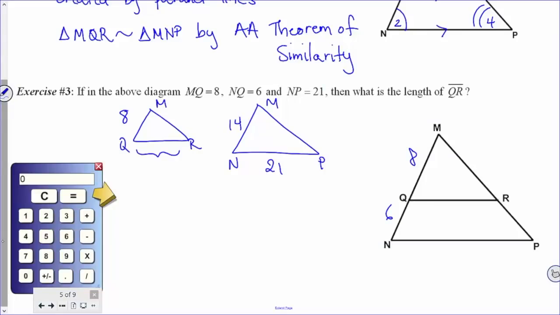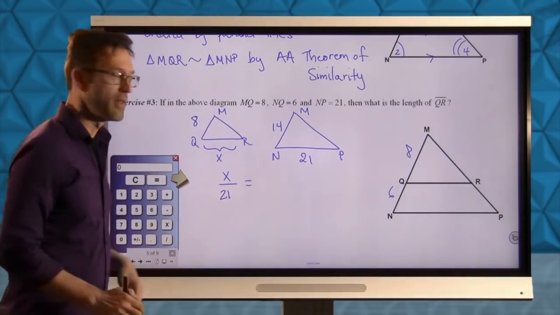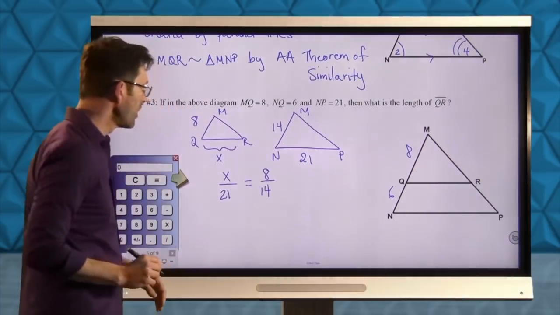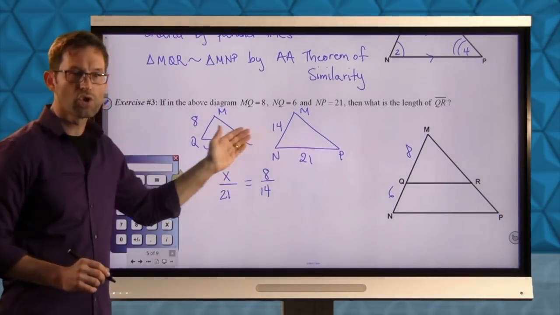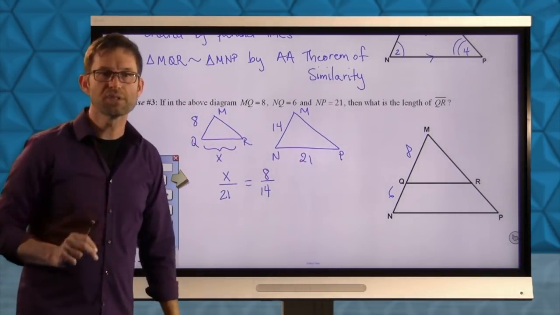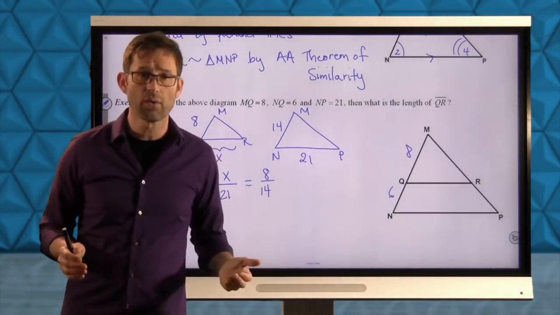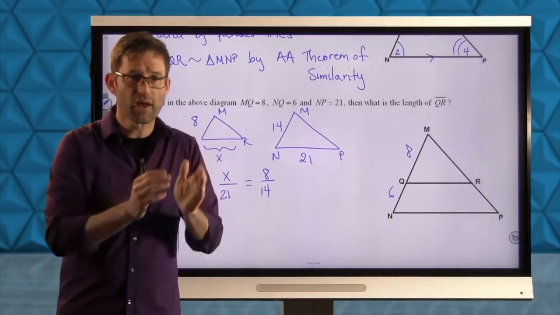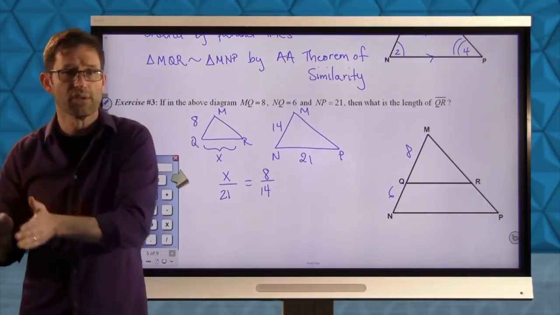I can say, well, maybe I'll call this x so that we really set up an equation. If I took x and I divided it by 21, if I took this length and divided it by that length, I would have to get the same as if I did 8 and divided it by 14. Okay? Smaller divided by larger equals smaller divided by larger. In two similar triangles or two similar figures in general, the ratio of corresponding sides is proportional, meaning that you can say this divided by this equals this divided by this equals this divided by this.